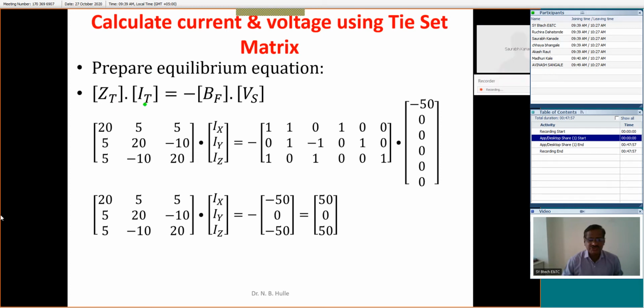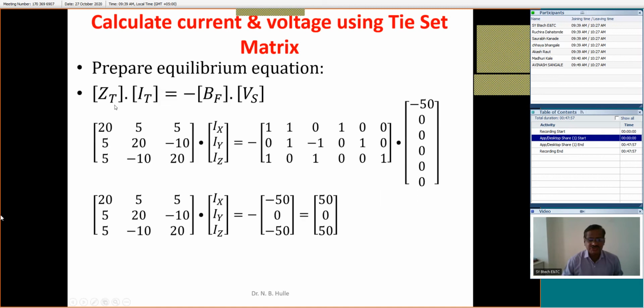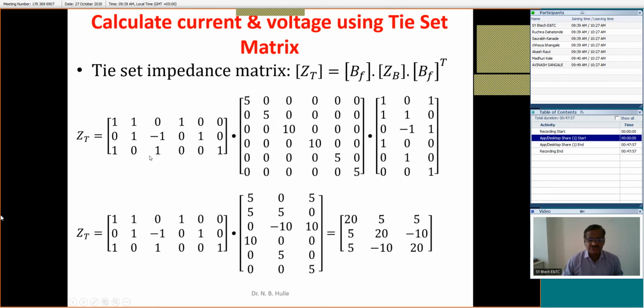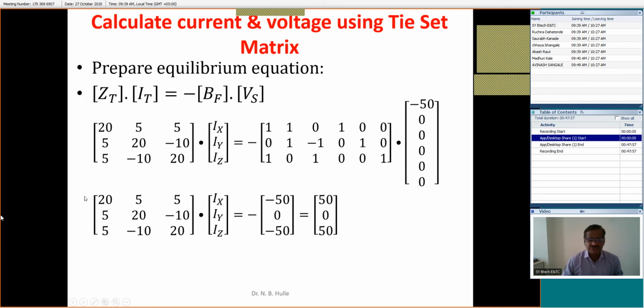Prepare the equilibrium equation ZT into IT, which is equal to minus BF into VS. Now look, coming back to the previous case, what is ZT? ZT is this value, that is the Tieset impedance matrix: 20, 5, 5, 5, 20, minus 10, 5, minus 10 and 20. This is ZT. IT is the Tieset current or loop currents. We have 3 loops: the first loop current is IX, the second loop current is IY, and the third loop current is IZ. These are the 3 loop currents.